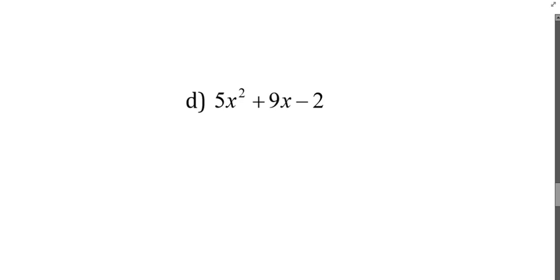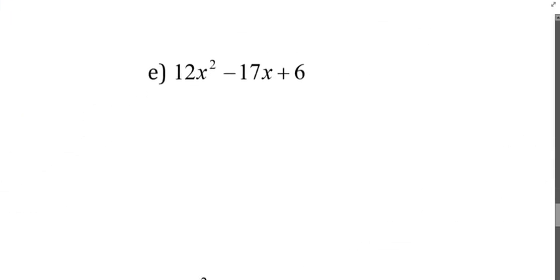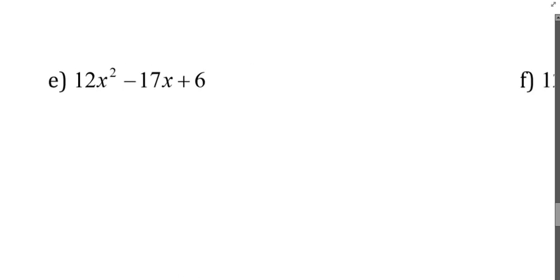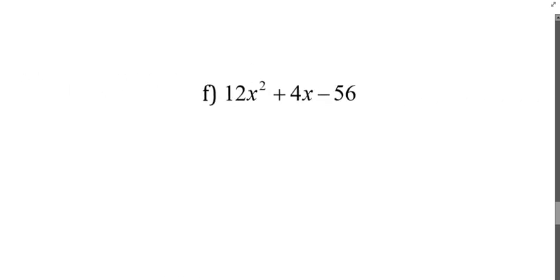Rachel, what do you think? What kind of trinomial is that? How do you know? Right, x squared term is 5x squared, not 1x squared. Good, yep. Okay, E. What kind of trinomial is E? Ziggy, what do you think? Complex trinomial. Because? Good. What kind of trinomial is F?